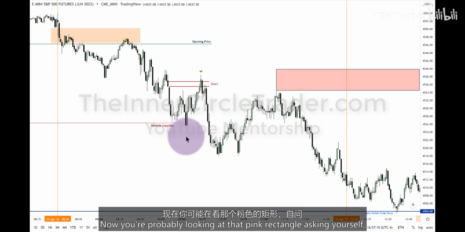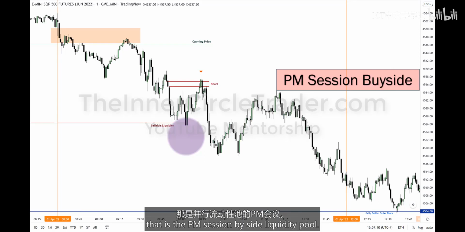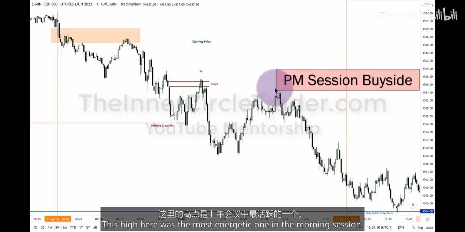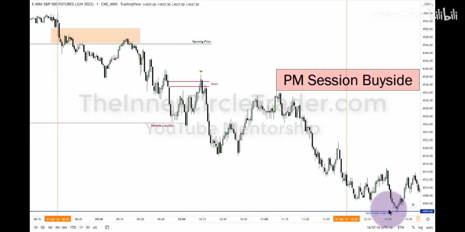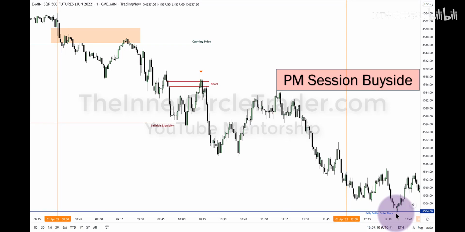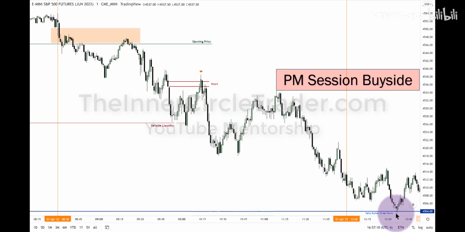Now, you're probably looking at that pink rectangle asking yourself, what the heck is that? Well, that is the PM session buy side liquidity pool. What does that mean? This high here was the most energetic one in the morning session. It took us all the way down to what target we were looking for, the daily bullish order block. Because it's Friday, because it hit the daily time frame objective, it's in a discount market. It's really traded lower. End of week, there's going to be a retracement back into the weekly range.